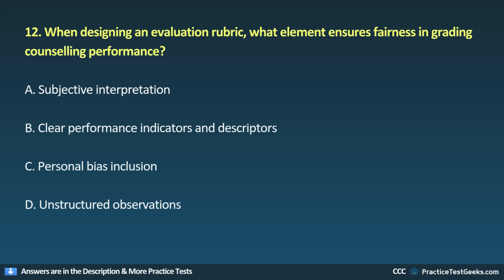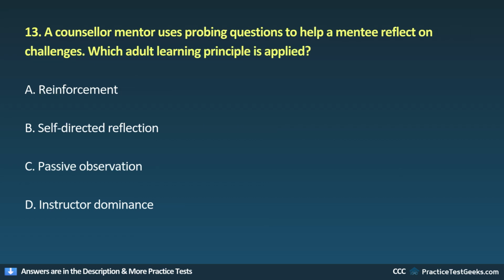13. A counselor mentor uses probing questions to help a mentee reflect on challenges. Which adult learning principle is applied? A. Reinforcement. B. Self-directed reflection. C. Passive observation. D. Instructor dominance.